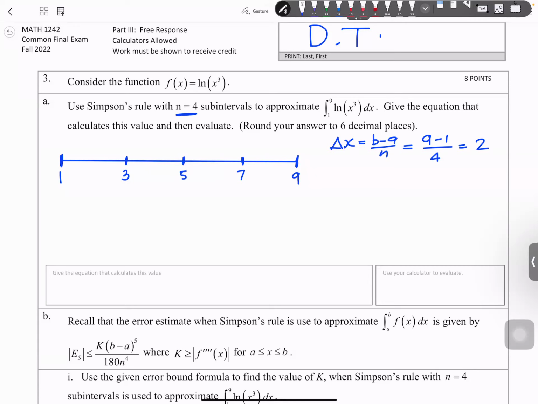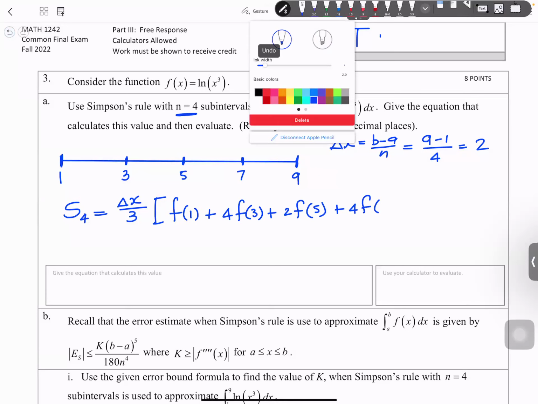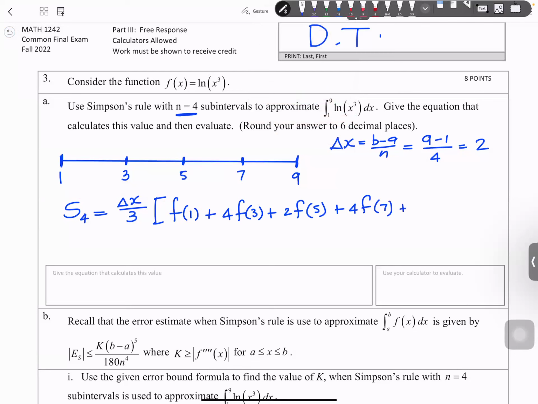So Simpson's rule says S sub 4 is going to be delta x over 3 times f evaluated at our very left-hand endpoint. So 1 plus 4 times f of 3 plus 2 times f of 5 plus 4 times f of 7 plus f of 9. So remember, let me highlight this. We start with a 4, we end with a 4 as far as those coefficients.